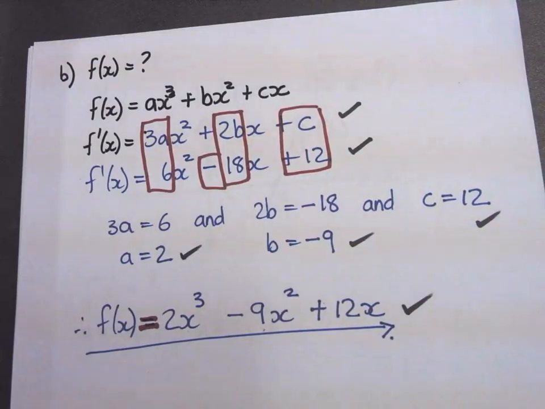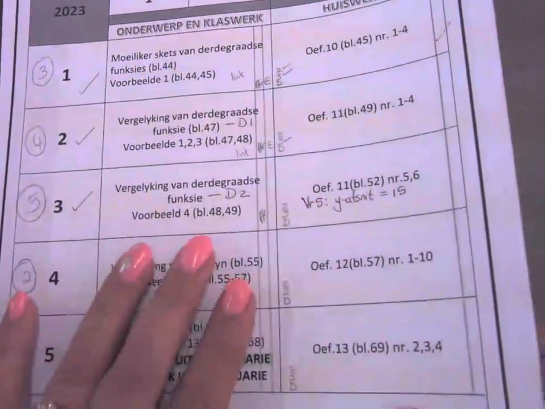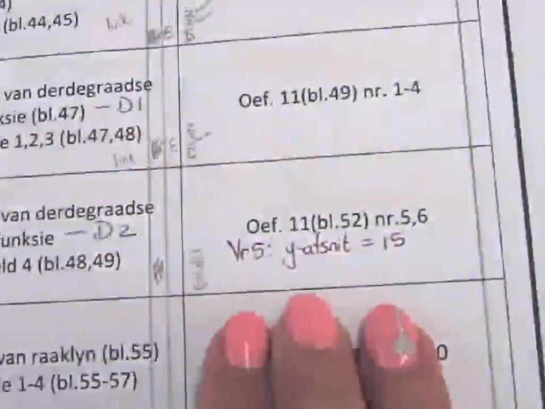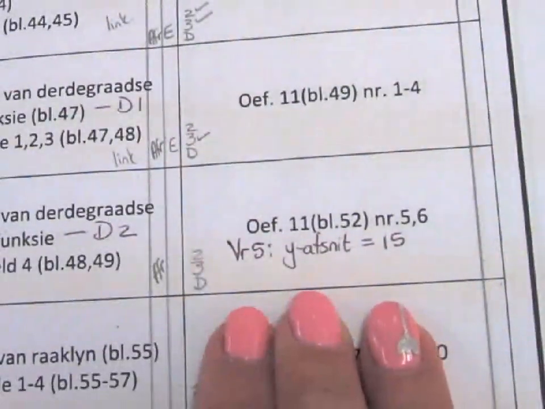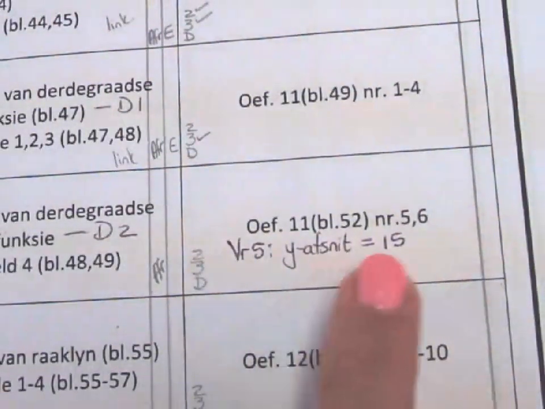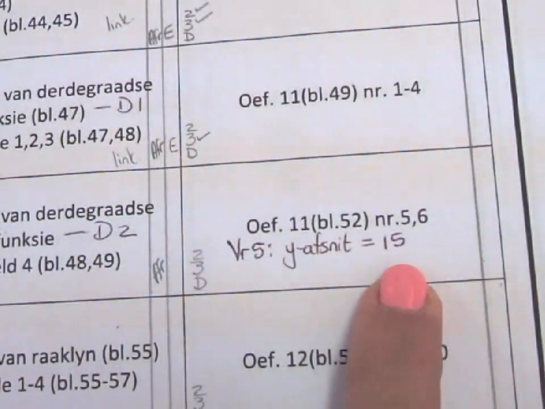More questions? Okay. Your homework for tomorrow is exercise 11, number 5 and 6. The same exercise that we did yesterday, but now it's number 5 and 6. But at number 5, they didn't put in a y-intercept. The y-intercept must be 15 at number 5.